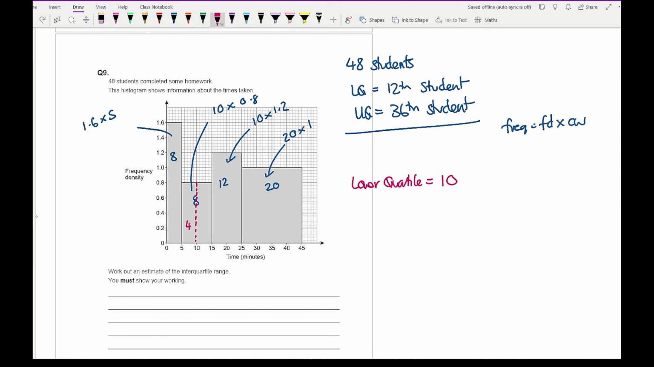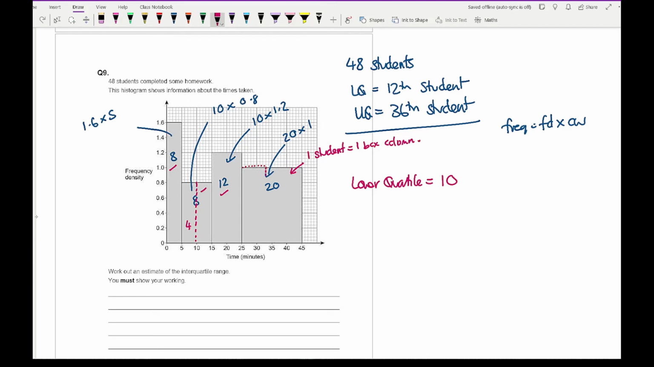Now to find the upper quartile, that's going to be the 36th student. So I've got 8 plus 8, which is 16, plus 12, which is 28. And then I need to borrow another 8 students from this block here. Now from this block, as you can see, I've got 20 students and 20 boxes. So in terms of going across, one student equals one box column. So I need to borrow 8 students. So I'm picking 1, 2, 3, 4, 5, 6, 7, 8.